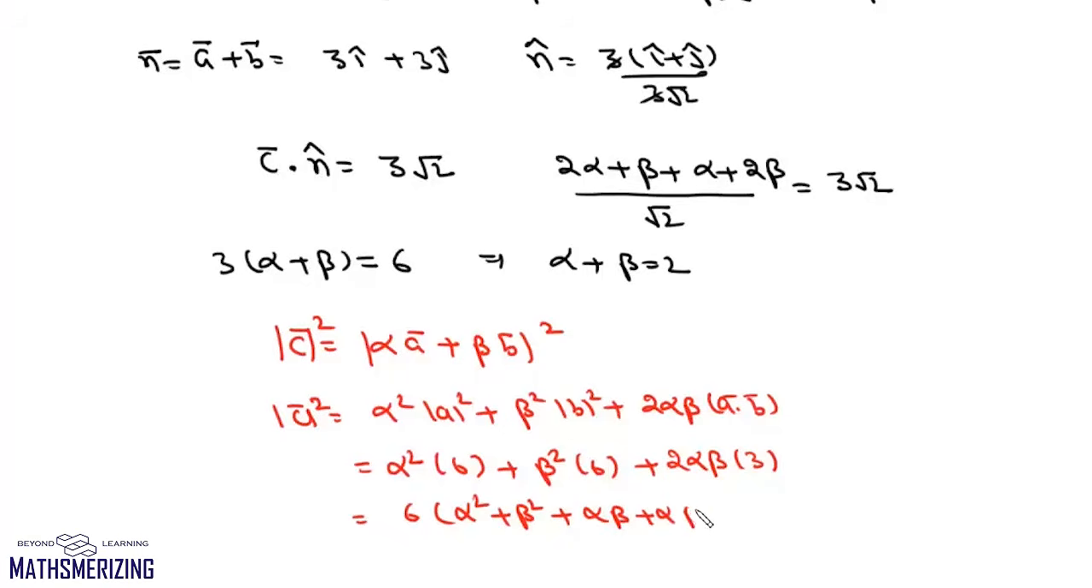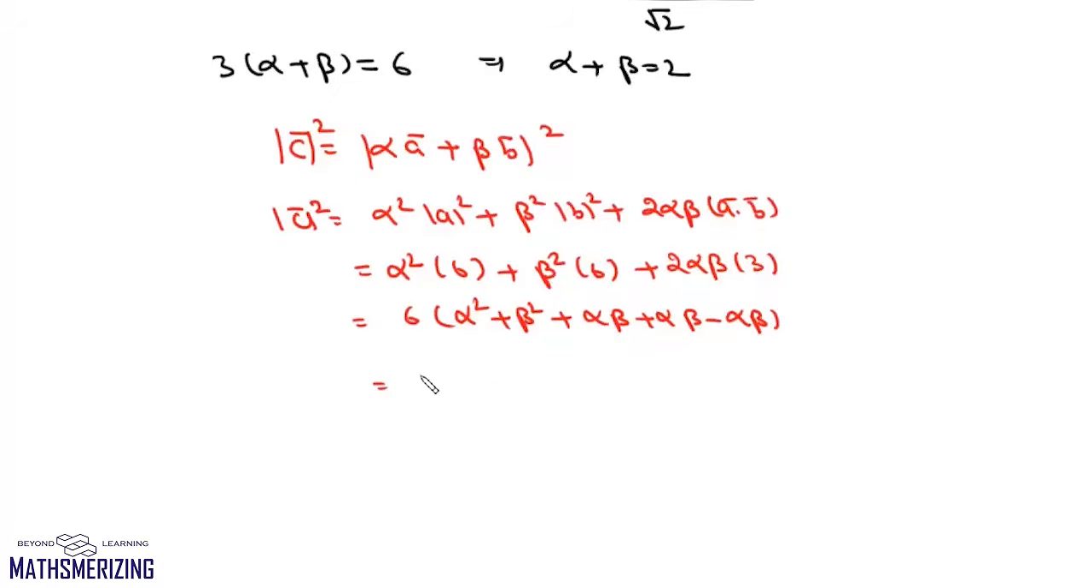Now we'll add alpha beta and we'll subtract alpha beta. So we can write 6 into alpha plus beta whole square minus alpha into beta. Now we know that alpha plus beta is 2. So it will be 6 into 4 minus alpha beta.